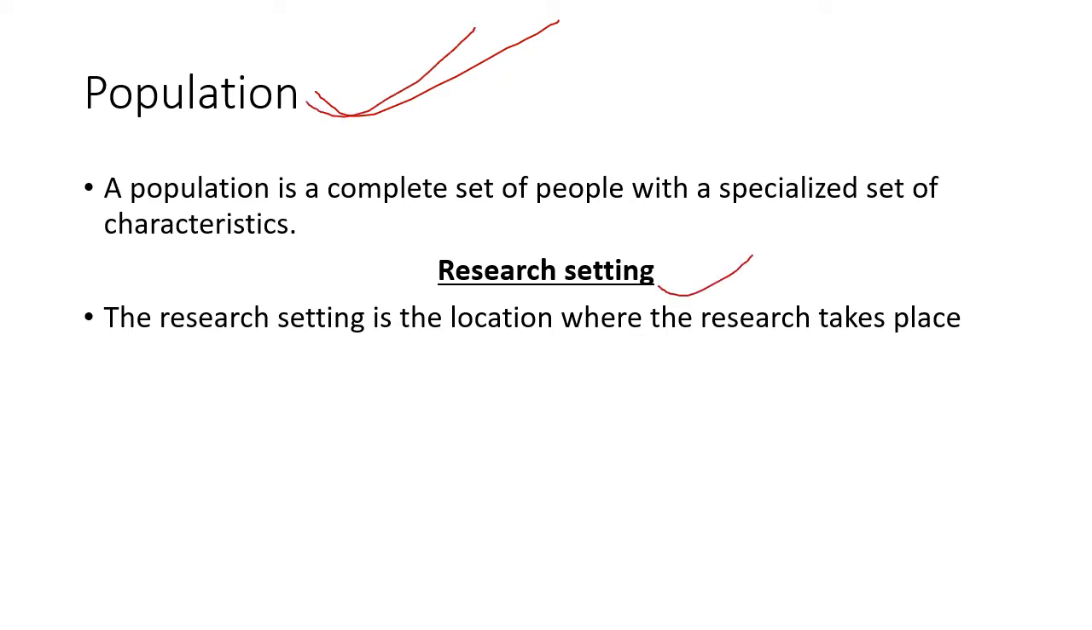Okay, so next one is research setting. Research setting is very simple. Setting means the location where you want your research to take place. So for example, you want to conduct your research in New Delhi, or it may be in Bangalore. Based on that, that location we call, in research terms, a research setting.